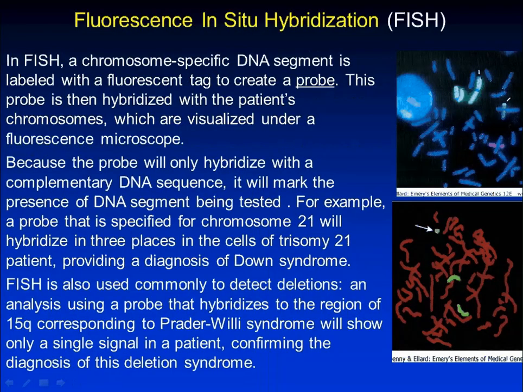Fluorescence in situ hybridization, or FISH, uses a fluorescence-labeled DNA probe. The probe is then hybridized with the patient's chromosome, which can be observed under a fluorescence microscope. For example, a probe that is specific for chromosome 21 will hybridize in 3 spots in the cells of a trisomy 21 patient. This will provide a diagnosis of Down syndrome.